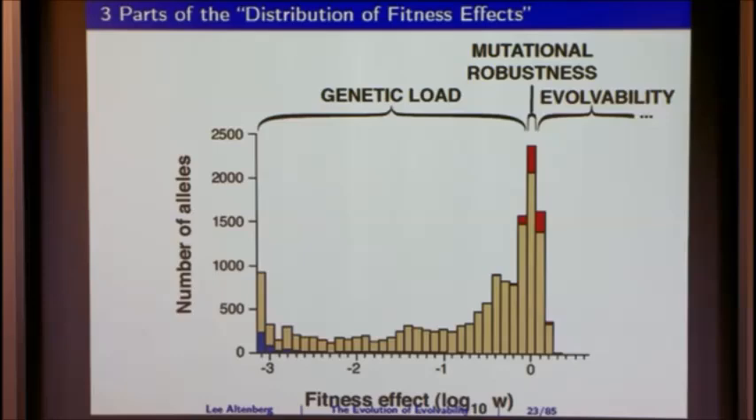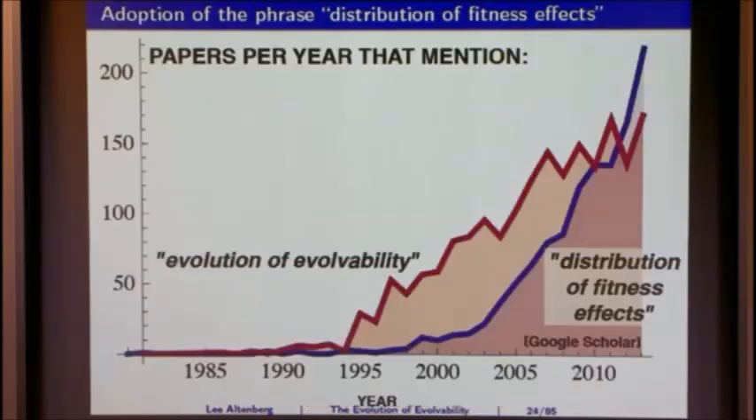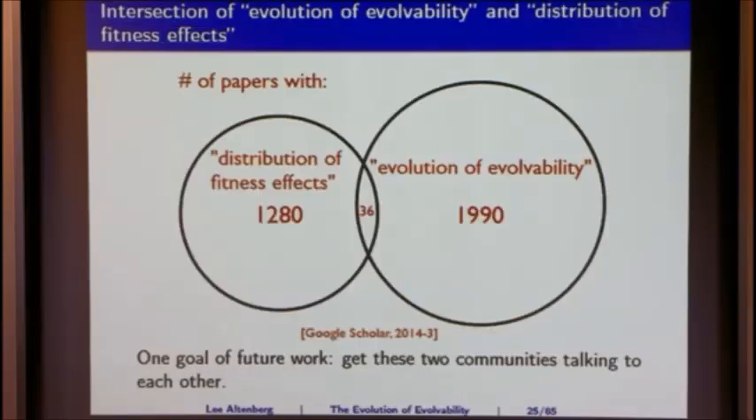So this distribution of fitness effects is another phrase that has come into increasingly growing use. And it's here compared to the evolution of evolvability. And you can see it took off about, looks like about 5 years later. And it's growing great guns. It's actually beating it now. So we need to work on that. But here's the interesting thing. The intersection of papers that use both these phrases is very, very small. And I advise everybody to read these 36 papers. So I think one goal of future work is to get these two communities talking to each other.